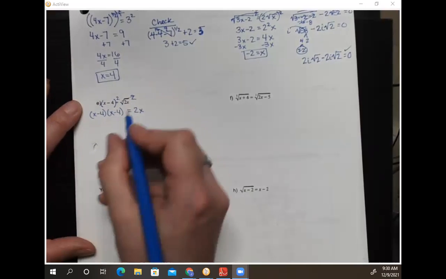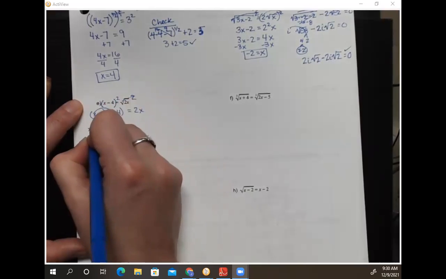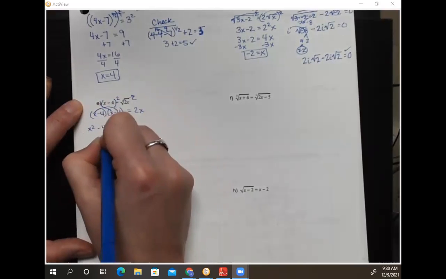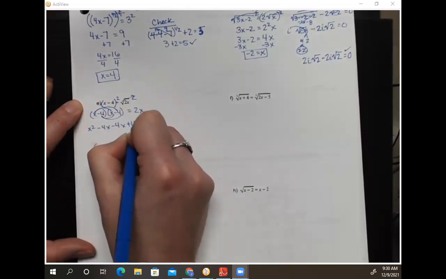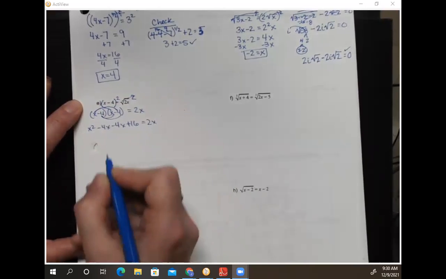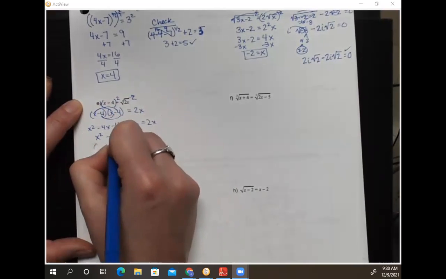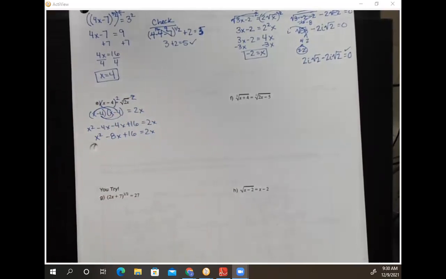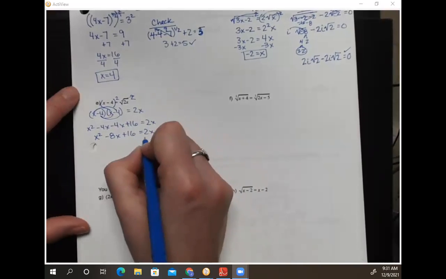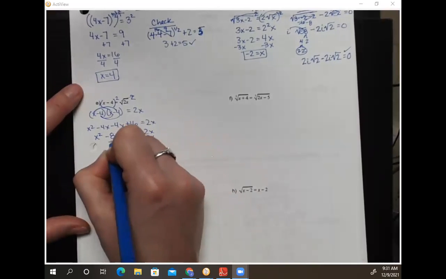So we've got to distribute here. So this would be x squared minus 4x minus 4x plus 16 equals 2x. So I've got x squared minus 8x plus 16 equals 2x. Since I've got a quadratic now, I'm going to move everything to the same side and solve by factoring. If you wanted to complete the square on this, you could. If you wanted to use the quadratic formula, you could. I know that this factors once everything's on the same side, so I'm going to factor.